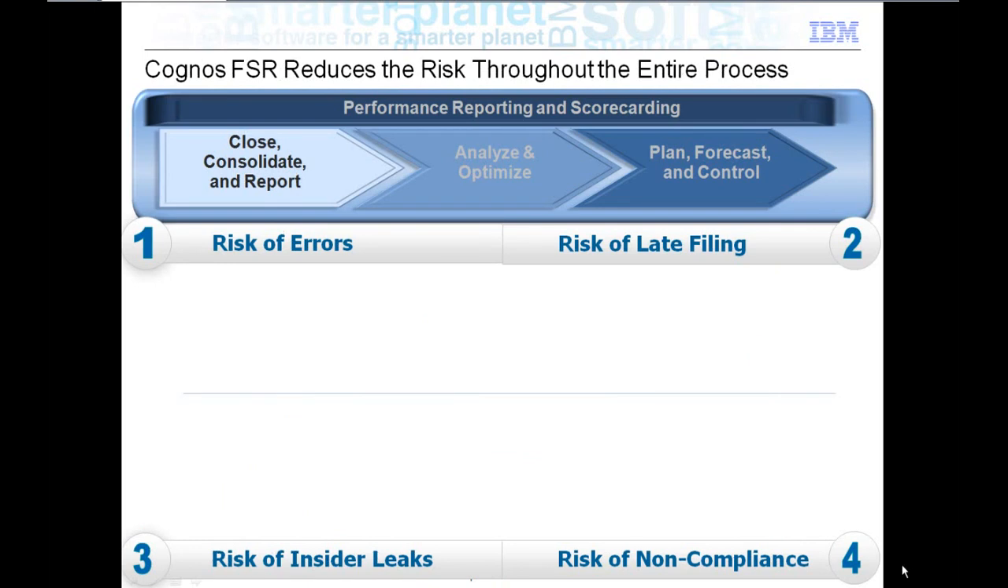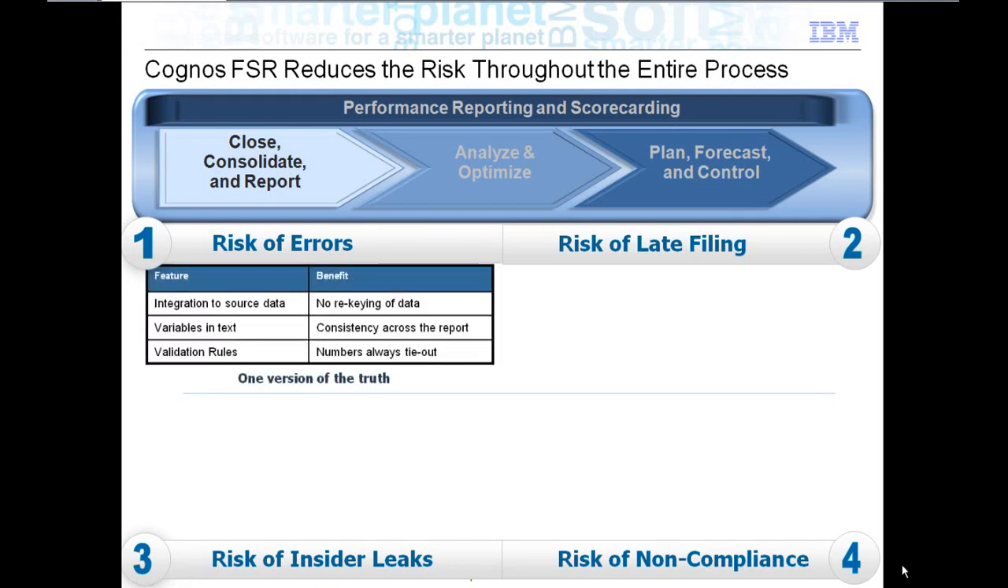Now, Cognos FSR reduces the risk throughout the entire process. Through the close, consolidate, and report phase, there are a number of risks associated with the process. Some of these risks include just risks of errors. So right now, a large degree of rekeying of data takes place. There's not always consistency across the report as a result, and numbers may not always be tying out. With Cognos FSR, all of those are gone. They are no longer issues because there is tight integration to your source data.